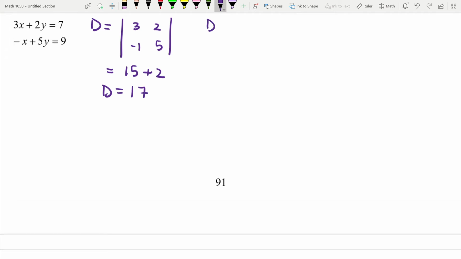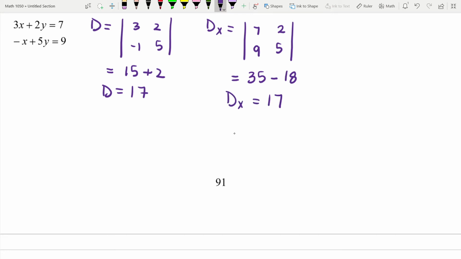Now I'm going to do D sub x. To find D sub x, you change the x's. So the y's stay 2 and 5. The x's change to the right-hand side, which are 7 and 9. Then you cross multiply. 7 times 5 is 35, minus 9 times 2 is 18. So now we know that D sub x is also 17.